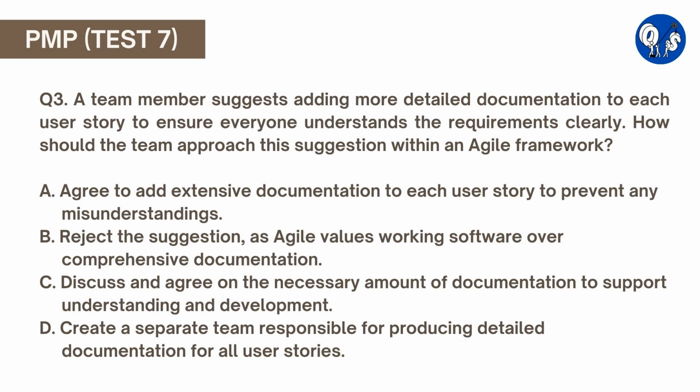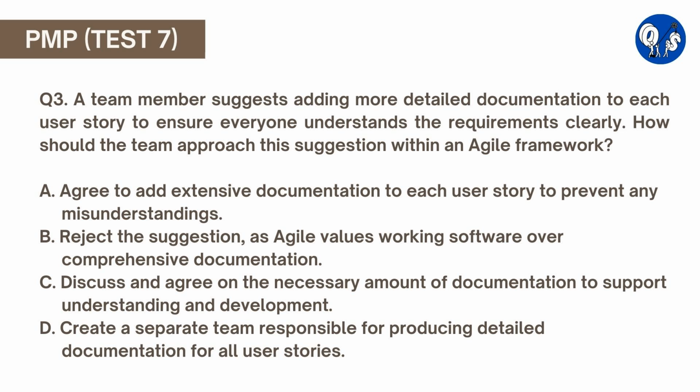Question number 3. A team member suggests adding more detailed documentation to each user story to ensure everyone understands the requirements clearly. How should the team approach this suggestion within an agile framework? A. Agree to add extensive documentation to each user story to prevent any misunderstandings. B. Reject the suggestion as agile values working software over comprehensive documentation. C. Discuss and agree on the necessary amount of documentation to support understanding and development. D. Creating a separate team responsible for producing detailed documentation for all user stories.